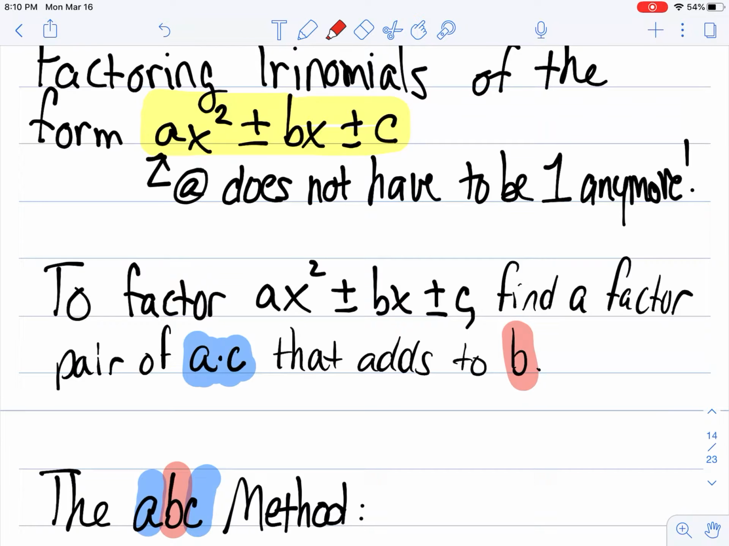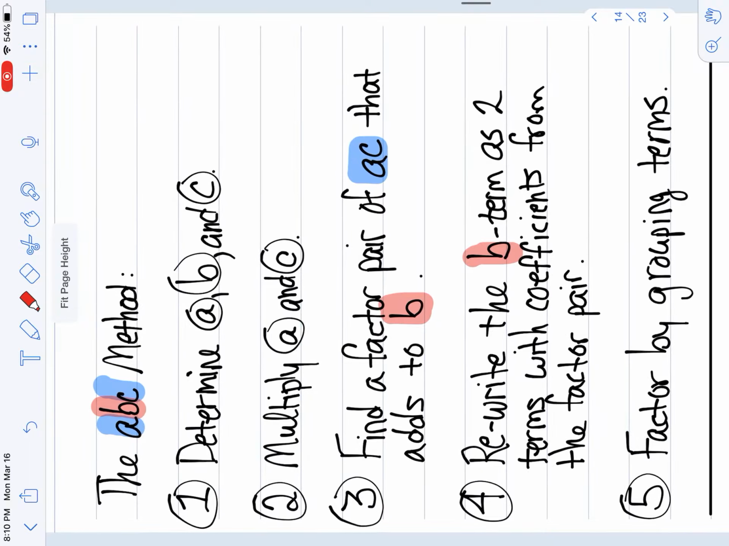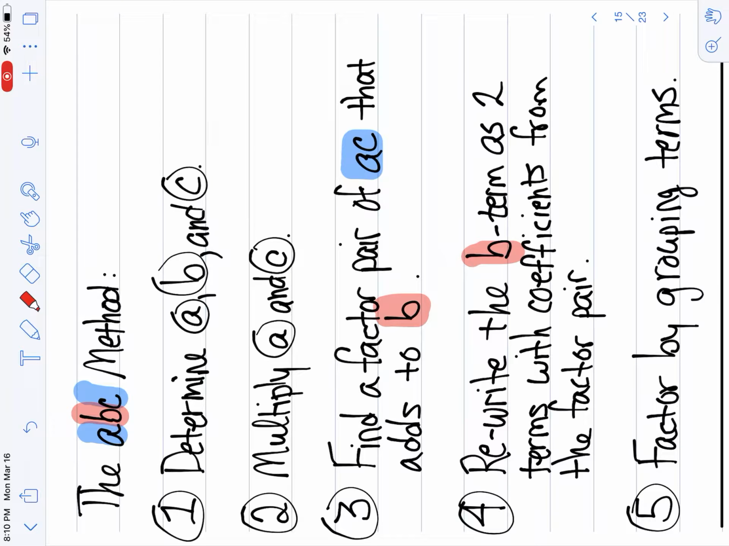I want you to see the method in full screen, and I'm going to explain it a little bit. And you'll notice it incorporates a lot of things we've already talked about. So the first thing we do is determine a, b, and c. We multiply a and c together. And then we find the factor pair of ac that adds to b. We rewrite the b term as 2 terms, and I'll talk about how we split that up. We use the coefficients in the factor pair to make this happen, so it adds up correctly.